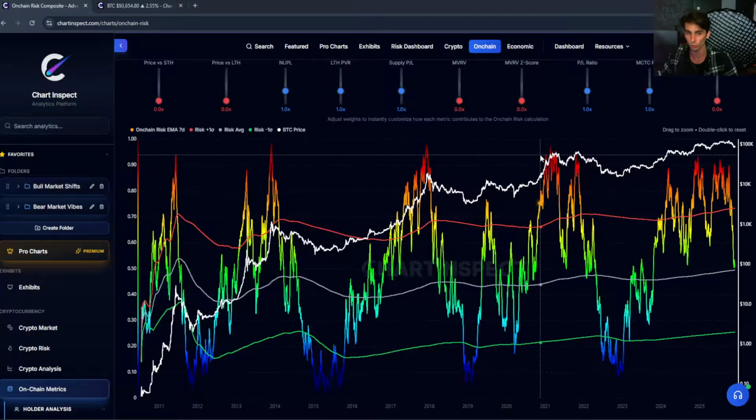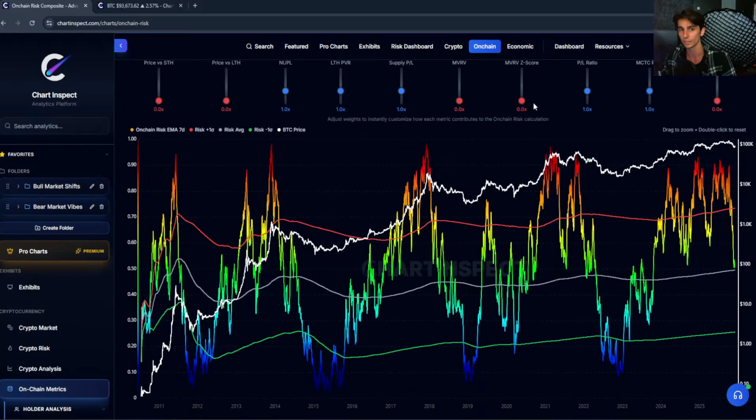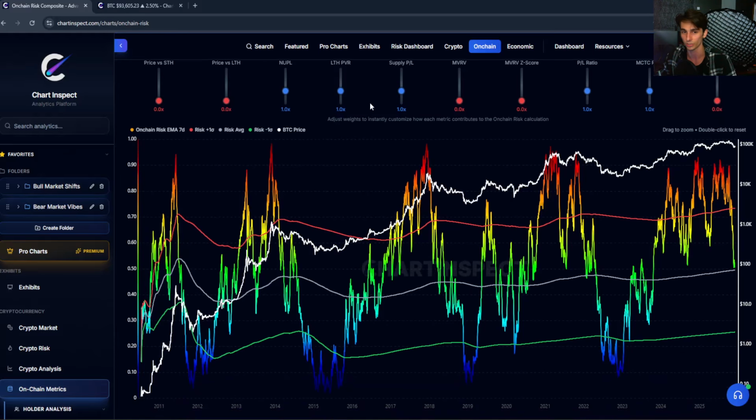So real quick, what is this indicator? Basically, we're taking different on-chain metrics: NUPL, long-term holder profit to volatility ratio, supply in profit and loss, the realized profit and loss ratio, and the market cap to thermal cap ratio, and combining them into one 0 to 1 reading. And you can customize which metrics are included using these sliders at the top. I default to these 5 indicators because they give a pretty good overall picture of Bitcoin's current market conditions.